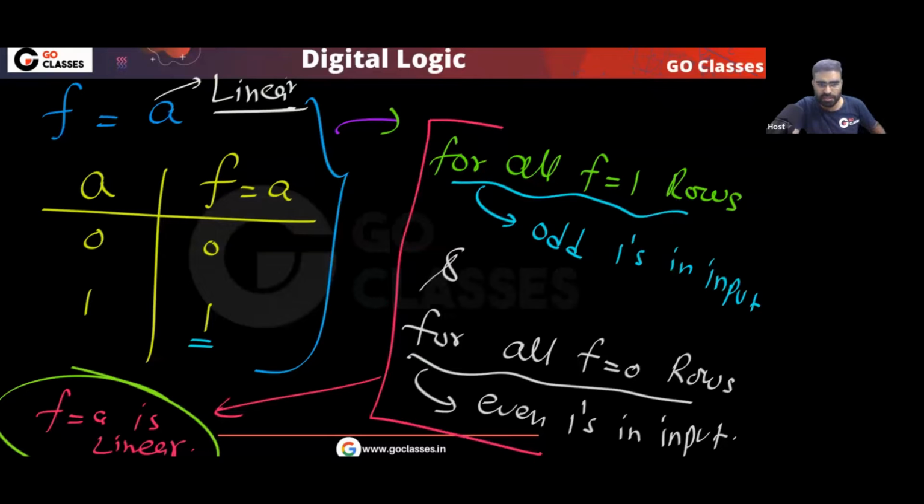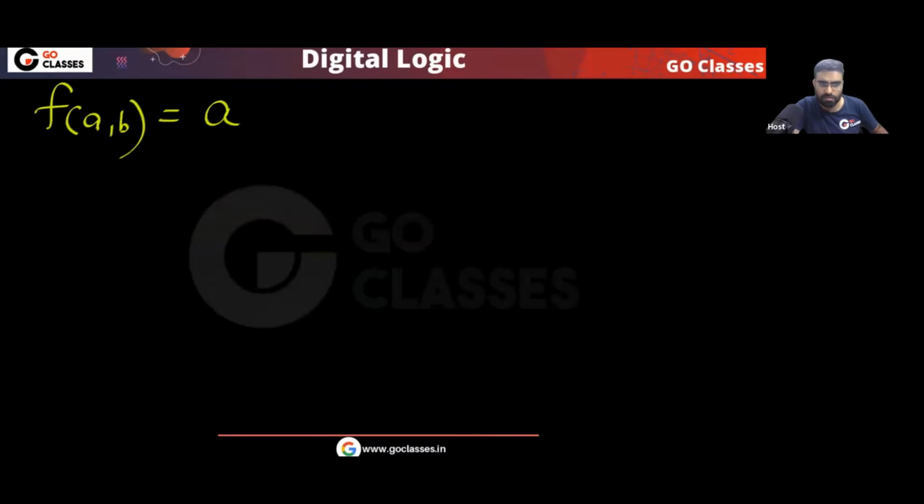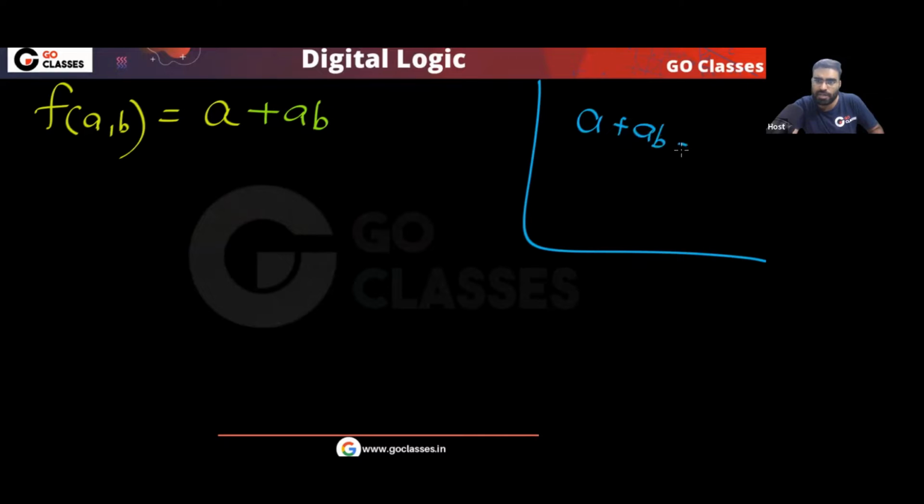Now notice something interesting. If you don't minimize, can they write the same function in the exam, like a or ab? We already know a or ab is the same as a. This is called the absorption property, or absorption law.